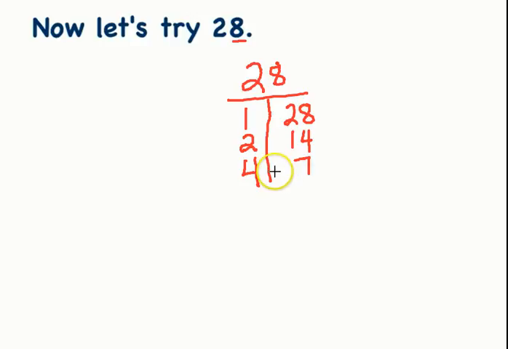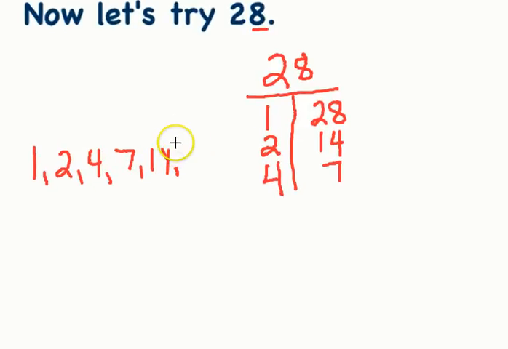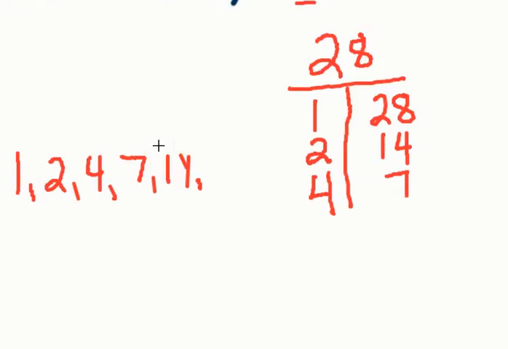4 times 7 makes 28. So how many ways or how many factors do I have? Do I have only 2 or do I have more than 2? You're correct. I have more than 2. If I list these in the correct order, I would start with the smallest. 1, 2, 4, 7, 14, and 28.